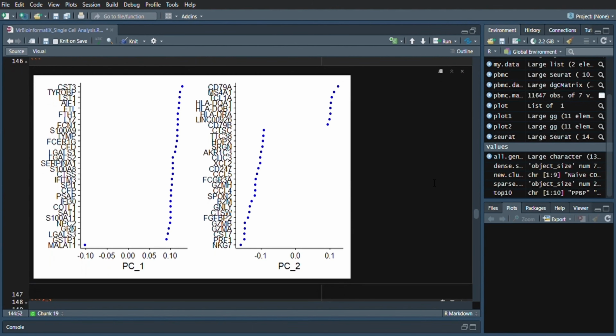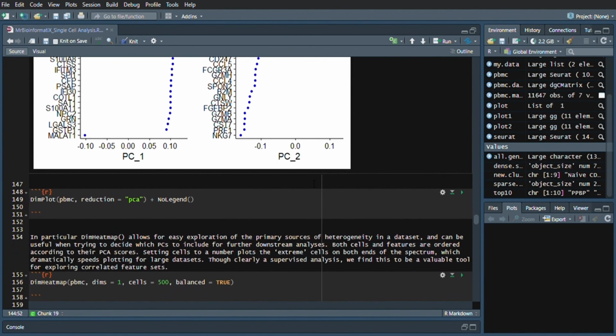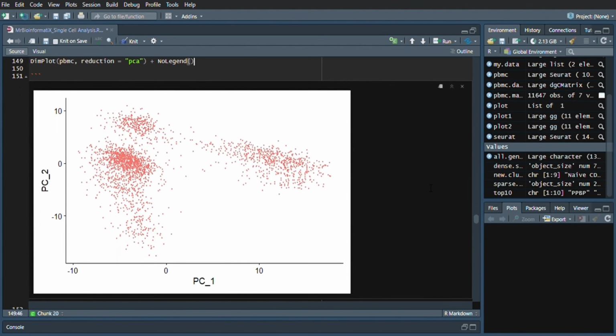Now let's plot a scatter plot of the cells using PCA. So we use DimPlot. This will show how the cells are distributed based on the principal components. To keep the plot clean, we will remove the legend with NoLegend. Let's run our DimPlot. As you can see, it's a scatter plot of the cells using PCA. This shows how the cells are distributed based on the principal components.